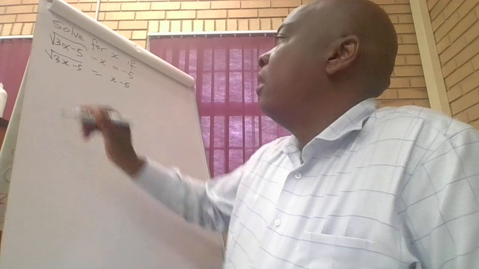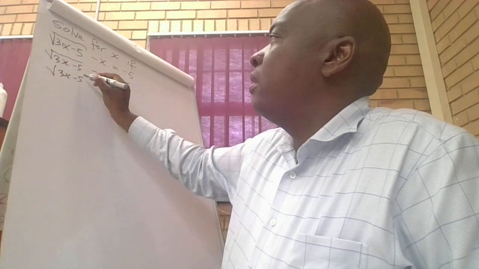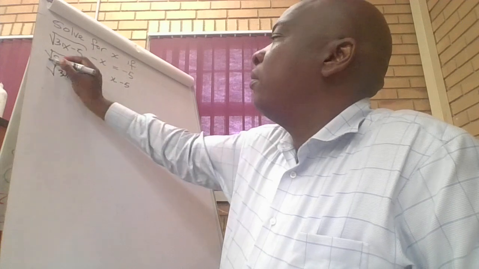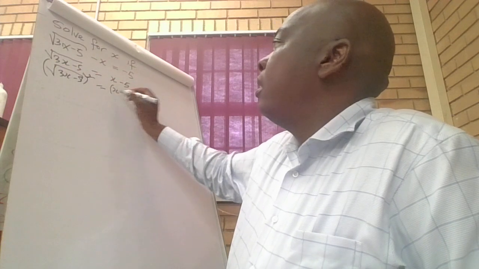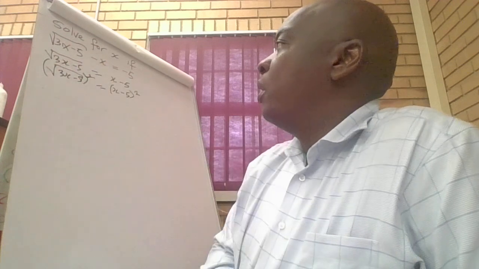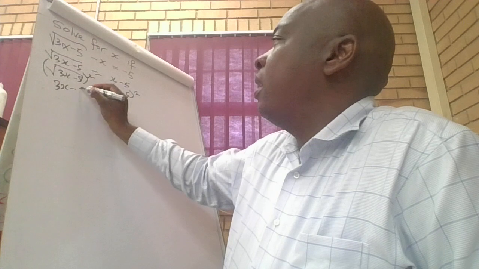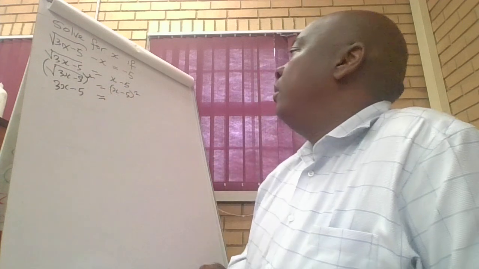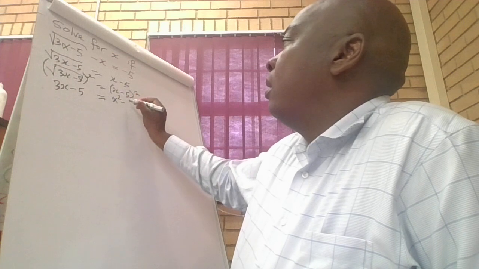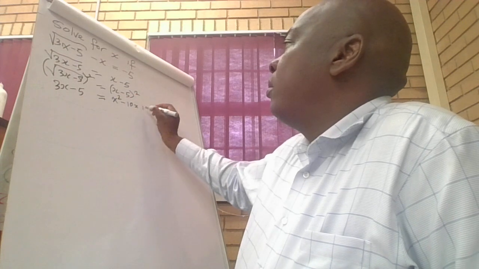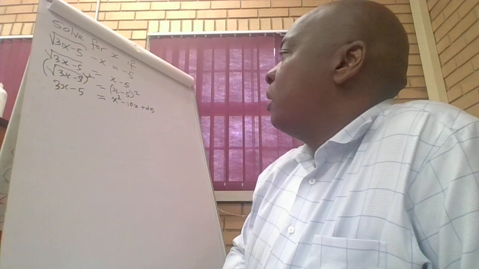And from here, then I can square both sides. If I square both sides, then the square root will be gone. So on the left hand side, I'll be left with 3x minus 5 is equal to, and now if I square here, I'm going to get x squared minus 10x plus 25. Yes, so that's what we get.